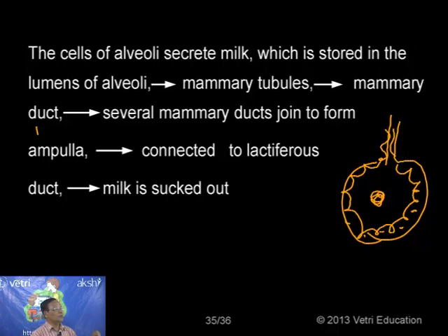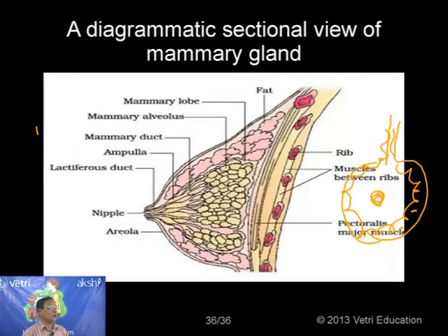So the hormone oxytocin is responsible for the ejection of the milk, and at the same time it is the suckling process of the young one that stimulates the release of the milk. So that is why I said it is a neurohormonal reflex. Both the nervous system and hormonal system are involved in the ejection of the milk. The hormone normally involved is nothing but the oxytocin hormone.